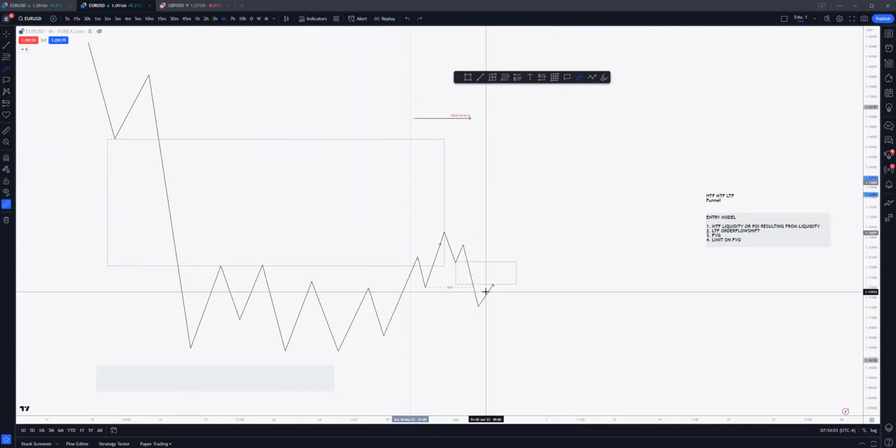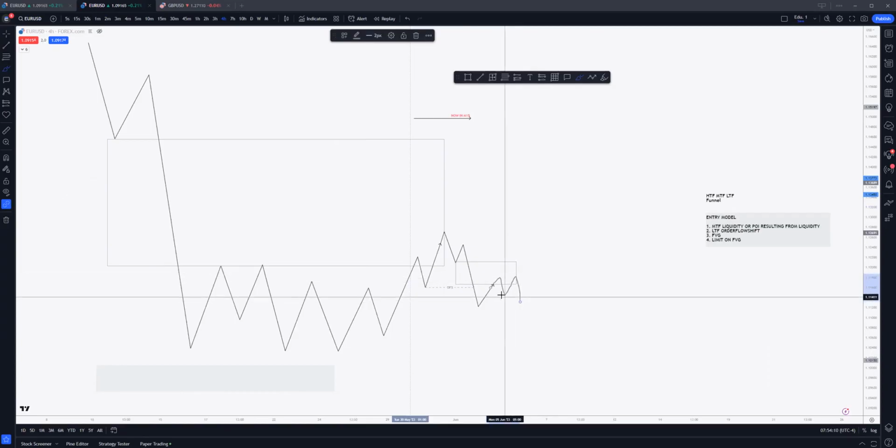Okay. From here, then we'd look for that lower time frame, whatever that lower time frame is for this trade idea to play out, right? So displacement gives us FVG, enter, cover the high, and go, right?